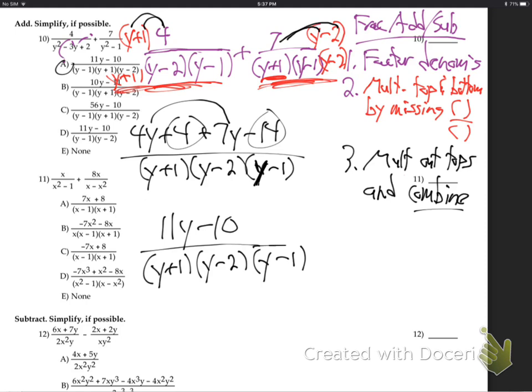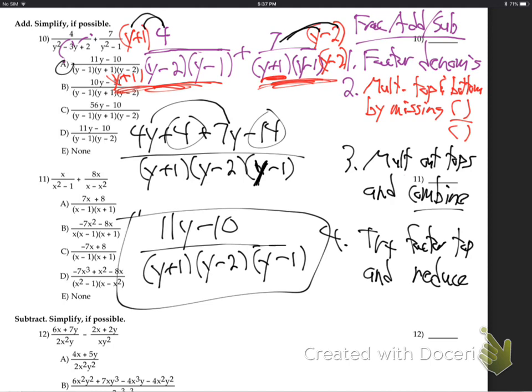Oh, step 4 I should write. There is a step 4. Try to factor the top and reduce. So you see how you can't factor that top. There's no way to factor that, so we're done. That's how I know we didn't. Usually you don't even need to do step 4, usually, but not always. There we go.